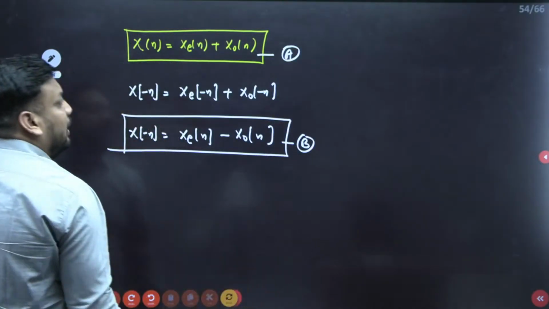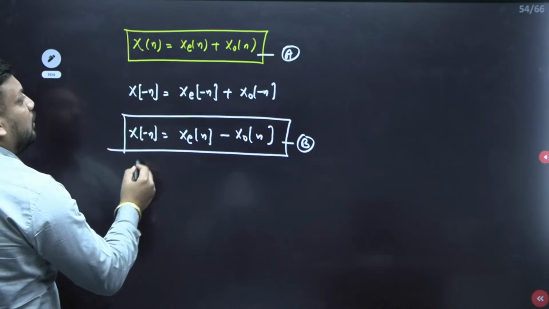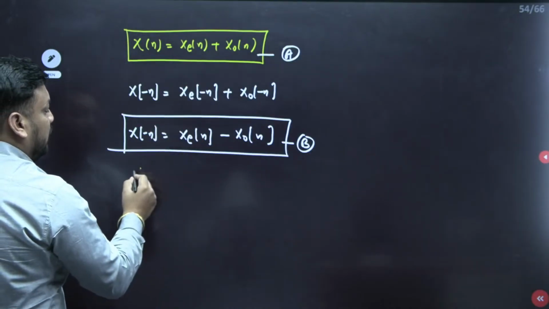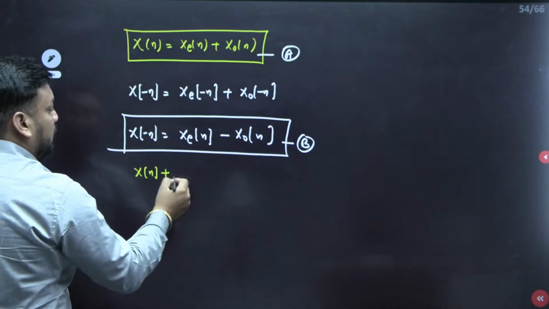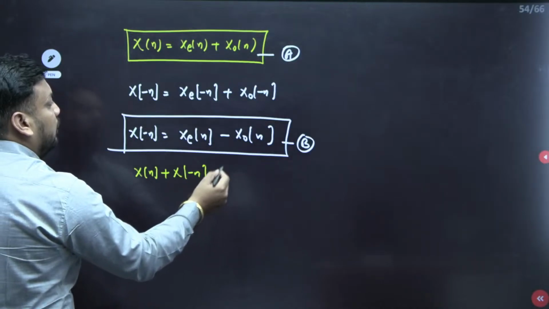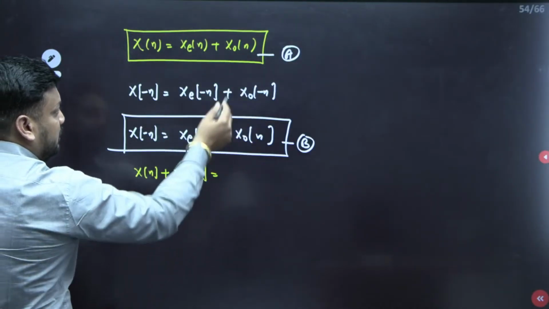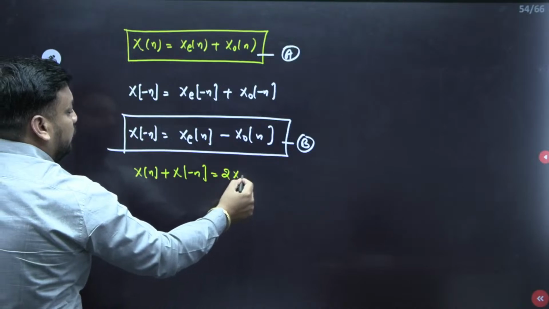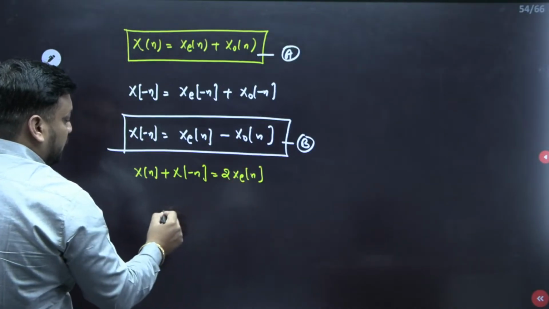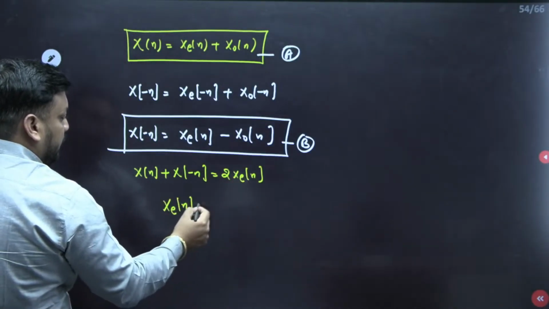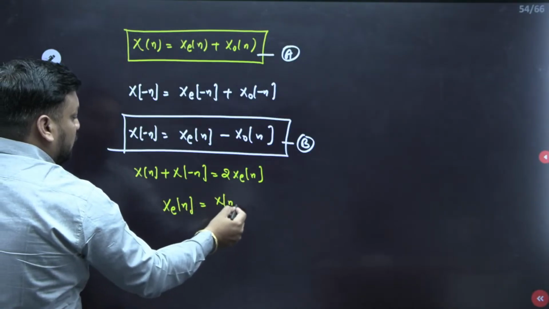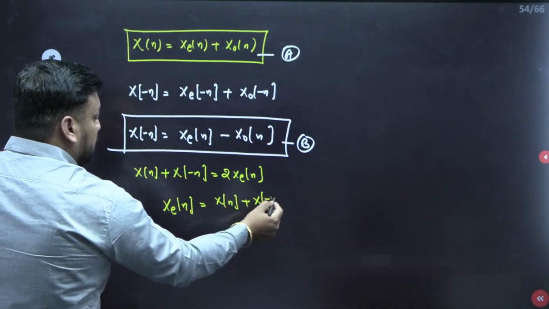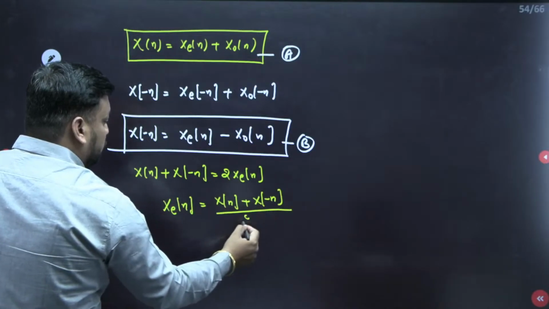Now if you add both the equations, then what will you get? You will get x of n plus x of minus n, and the odd part gets cancelled out because of plus and minus, and here you will get twice x even part of n. So what is x even part of n now? It will be x of n plus x of minus n upon 2.